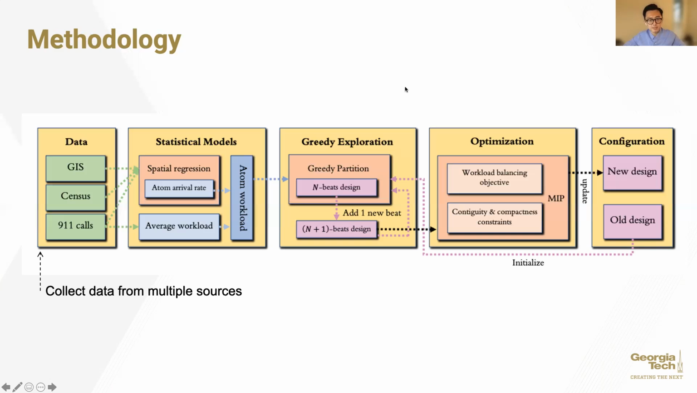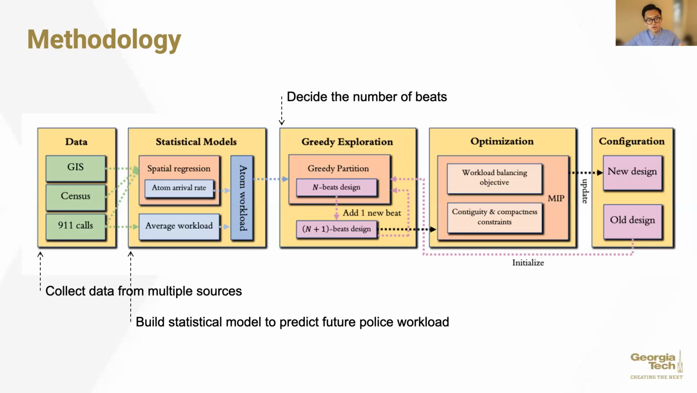First, we take advantage of data from multiple sources, including GIS, demographic census, and the 911 calls for service data collected from the police reports. We then divided the geographic area of the city into more than 1,000 small geographical atoms and estimated workload in each atom using this collected data. Based on the workload estimation, we developed statistical models to predict the police workload in the next few years. Lastly, the problem can be reformulated as a clustering problem, where each beat is formed with a cluster of atoms. The optimal number of beats is determined by a greedy exploration strategy, and the final design can be found by solving a mixed integer programming given the optimal number of beats.